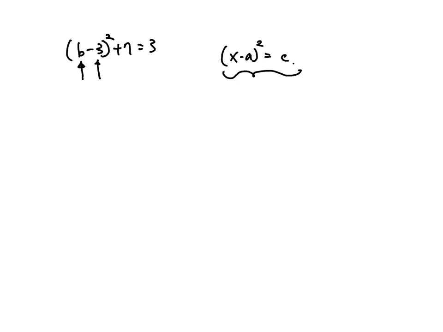Alright, the third problem, b minus 3 squared plus 7 equals 3. This looks like the type 2 of our square root property, right? We have a variable subtract a number, quantity squared. Okay, so let's make it look like this. So I'm going to minus 7 on both sides. Okay, and we're going to square root both sides.